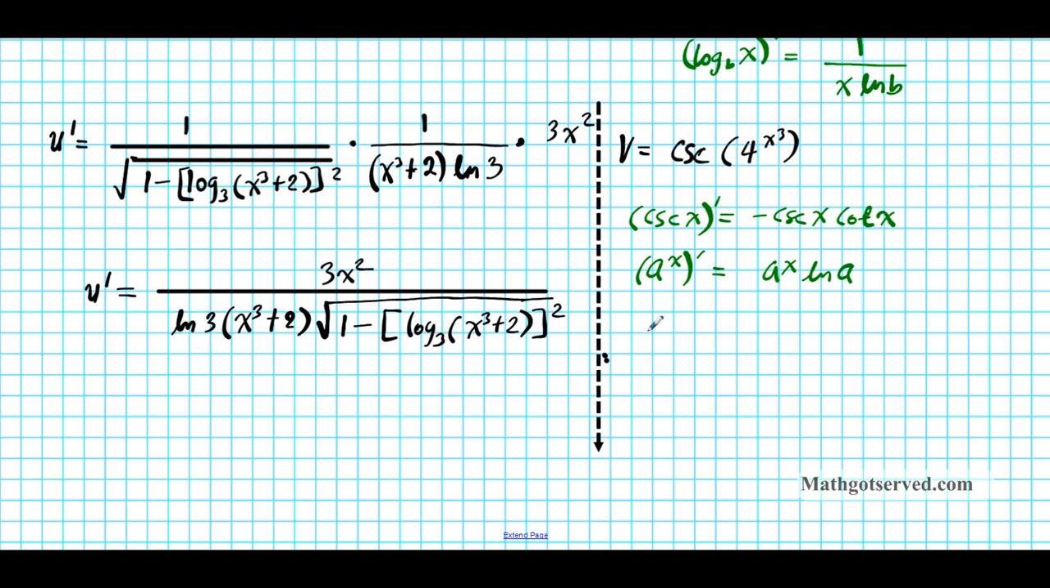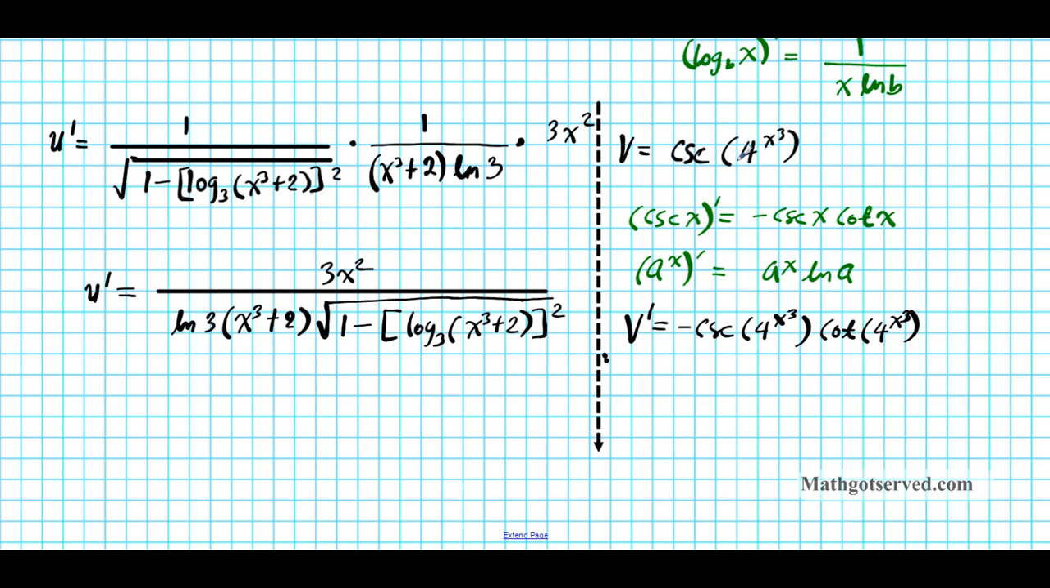So we're going to be using the chain rule. V prime is going to be, let's start with the outermost function, cosecant. We're going to hold this fixed, unchanged. So the derivative of cosecant is negative cosecant u cotangent u. So if this is u, it's going to be negative cosecant 4 raised to the x to the third times cotangent 4 raised to the x to the third. Okay? All right, so we're done with the outermost function.